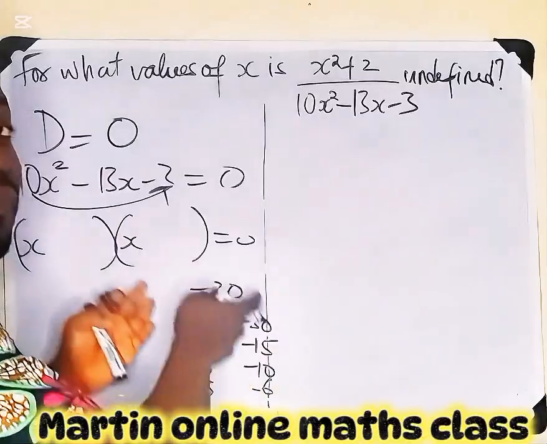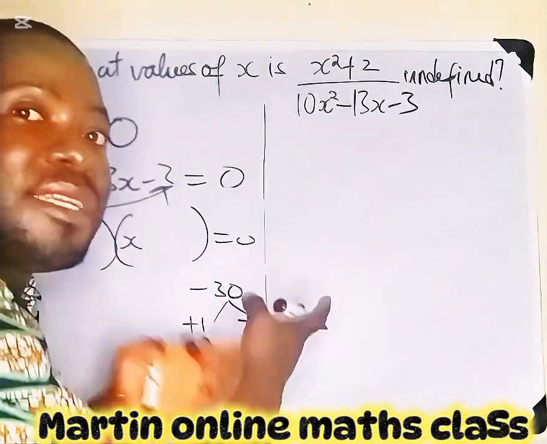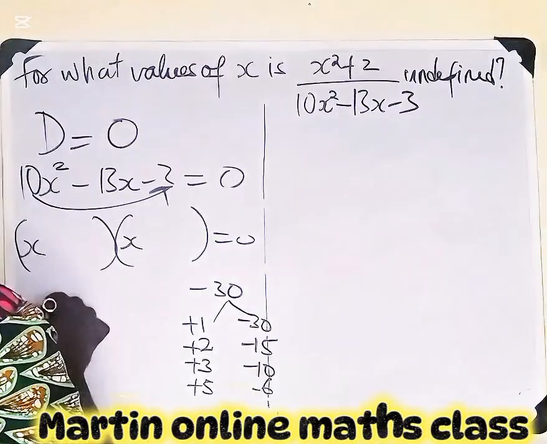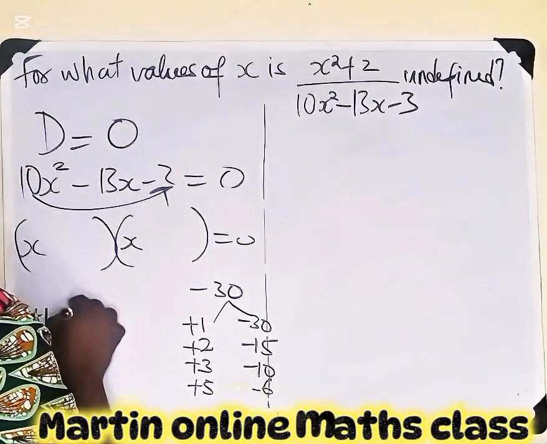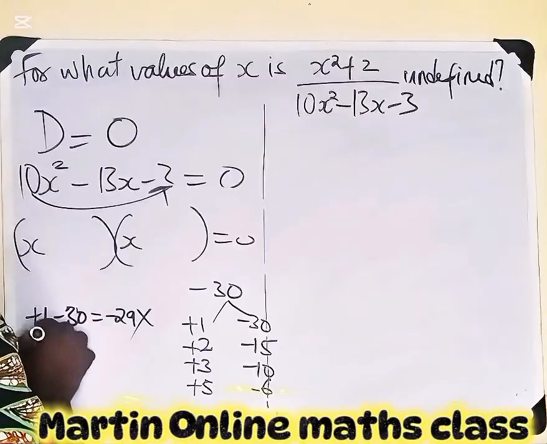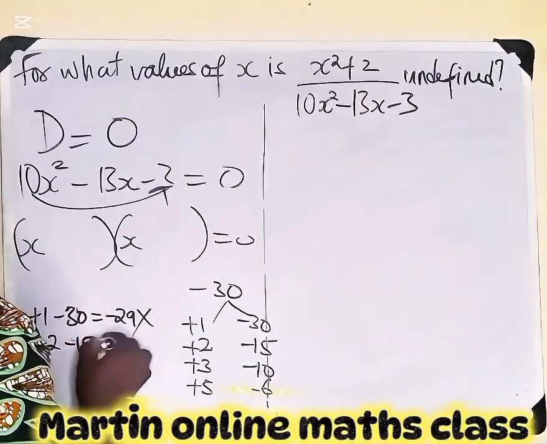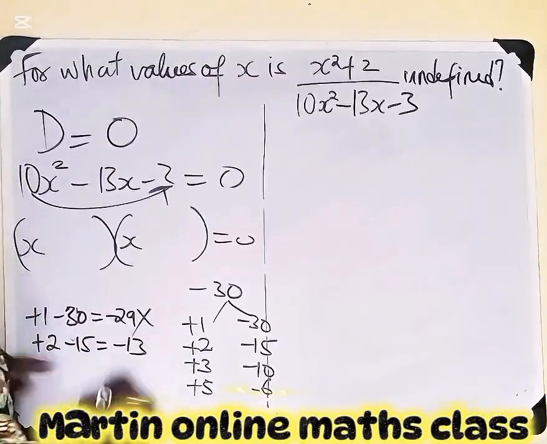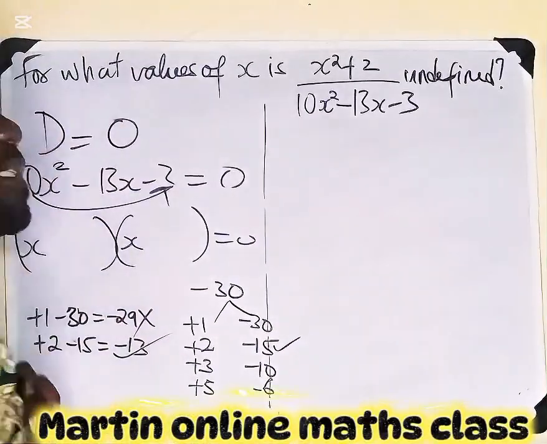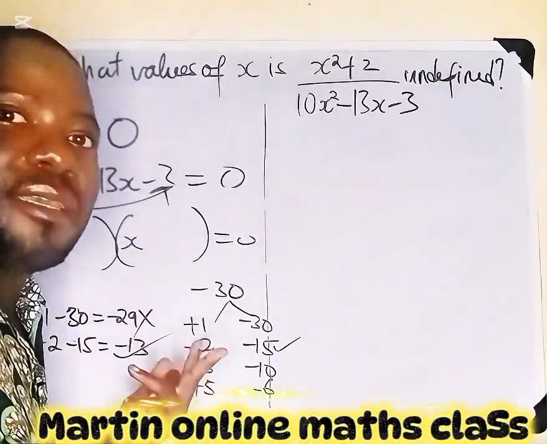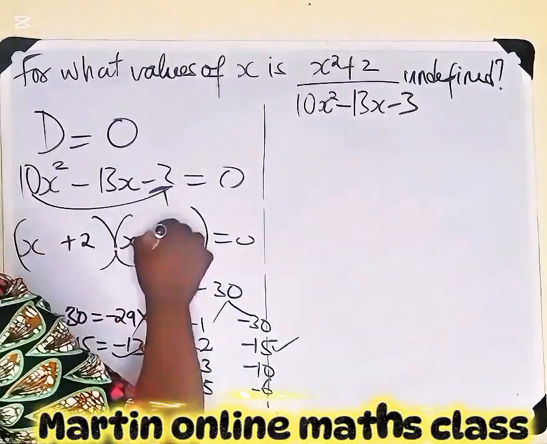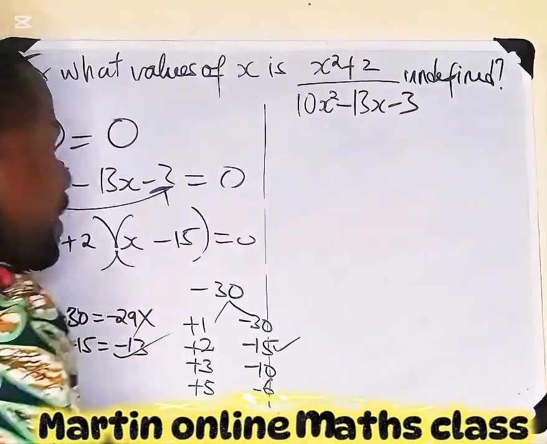After that, we test. Already their product will give us minus 30. We are no longer interested in the product, but in the sum. Plus 1 minus 30 will give us minus 29. This is out. Plus 2 minus 15 will give us minus 13. So this is correct. So these are the two factors. The next thing I'll do now is to replace these factors here, which are plus 2 and minus 15.